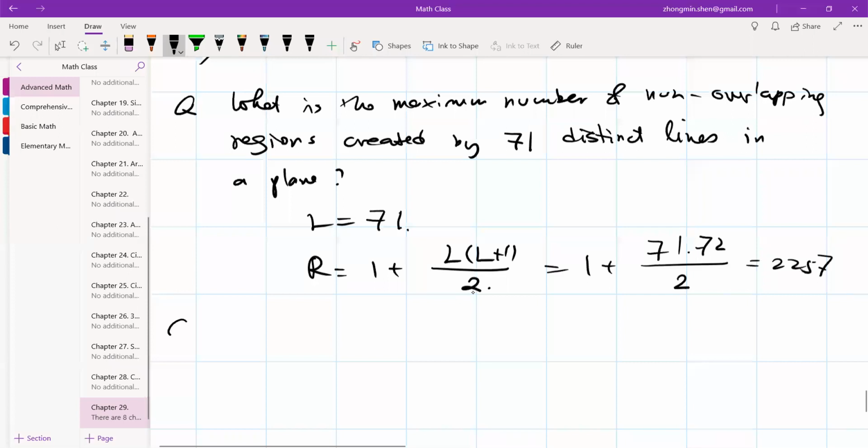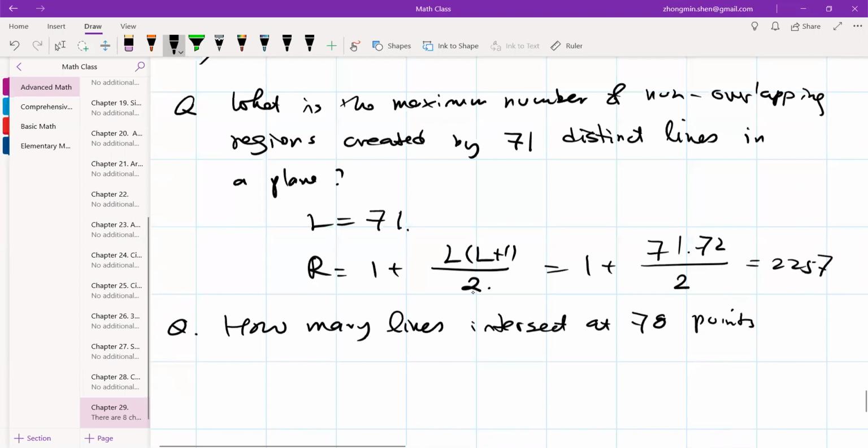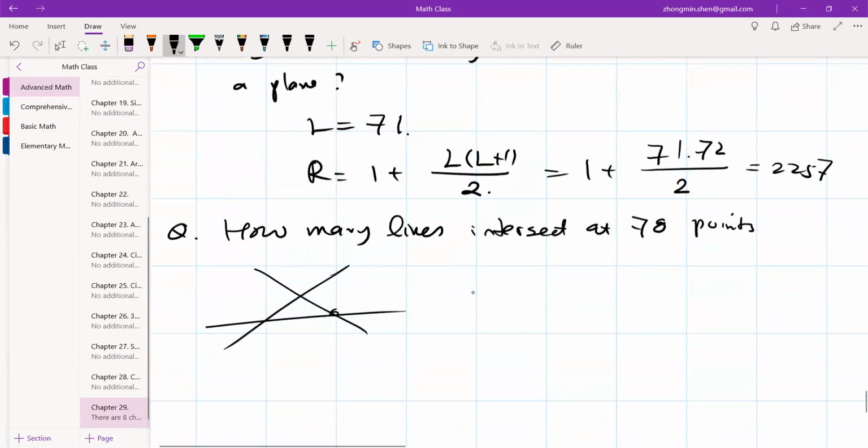Another problem is how many lines, no 3 of which are collinear, intersect at 78 points. Okay, so you know that those are the points. 78 is the number of intersection points. You want to figure out how many lines there are. Okay, the condition is no 3 of which are collinear.